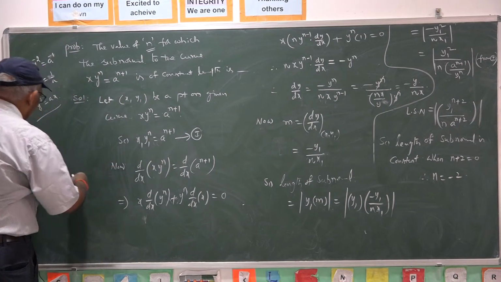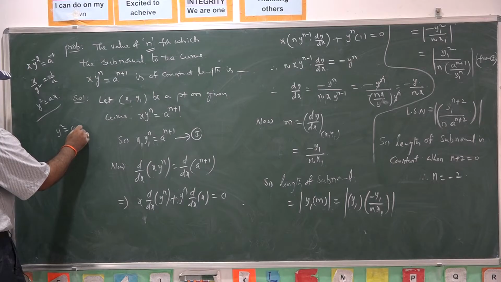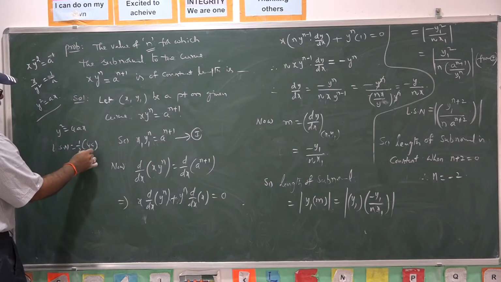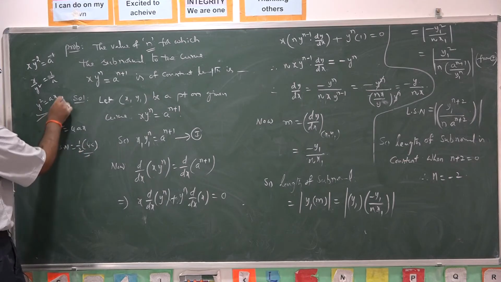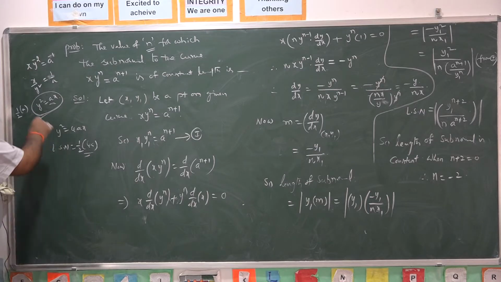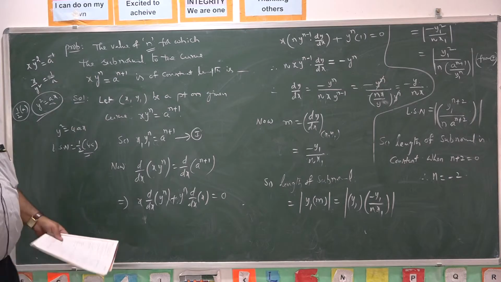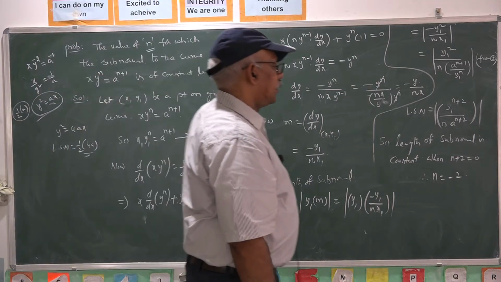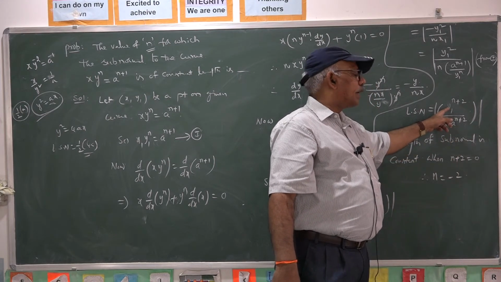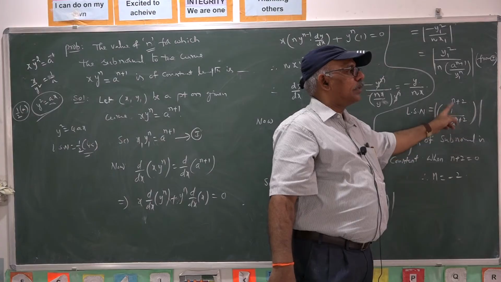In the previous problem, for y square equals 4ax, the length of the subnormal is half of 4a. It is a constant. Similarly, here y square equals ax, the length of the subnormal is half into the length of the latus rectum, which is a. So that is 1 by 2a. The length of the subnormal in such a case, for n equal to minus 2, is 1 by 2.